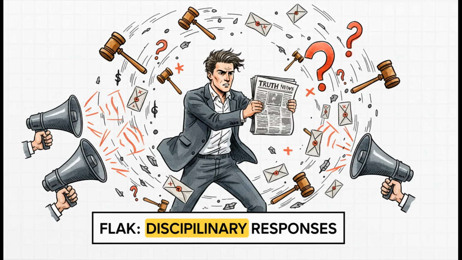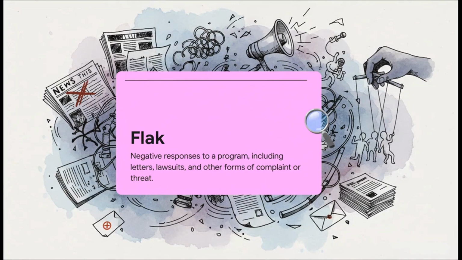All right, so let's say a story that's critical of a powerful company or a government policy somehow makes it through those first three filters. What happens then? Well, that's where the fourth filter, Flak, comes into play. So what is Flak? It's basically organized, weaponized negative feedback.